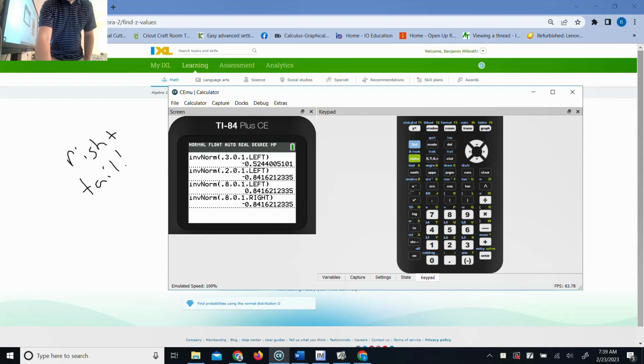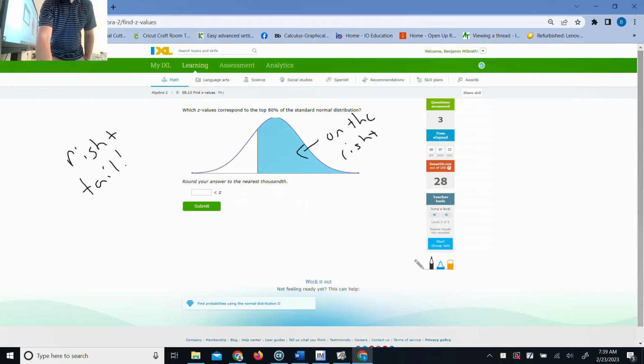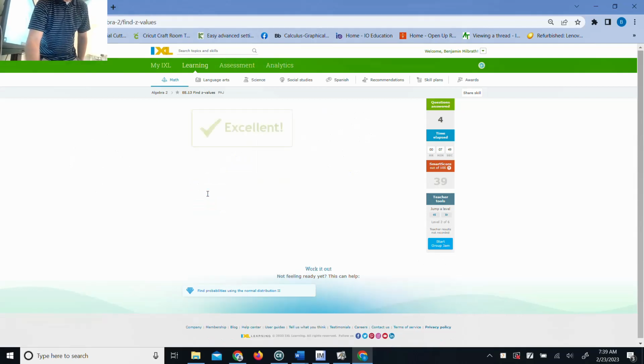That doesn't seem right. That should be a positive. Oh, top 80. No, it's negative because we're going to be greater than that value. So this guy is in negative territory. This right here in the middle would be 0. So that makes sense. And notice they have the greater than symbol, negative 0.842.